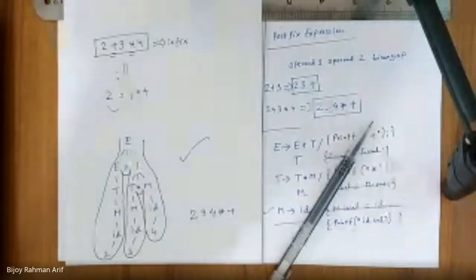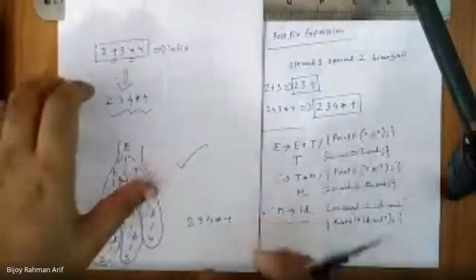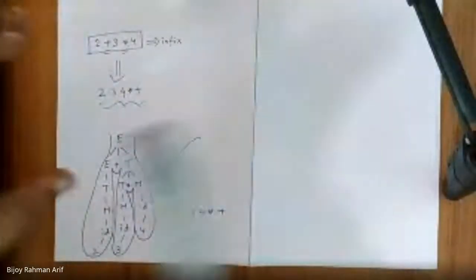Alright. Yes, sir. So that's it. Let's do another one. How about this? Let's take a simpler example. Let's assume my grammar is like this.